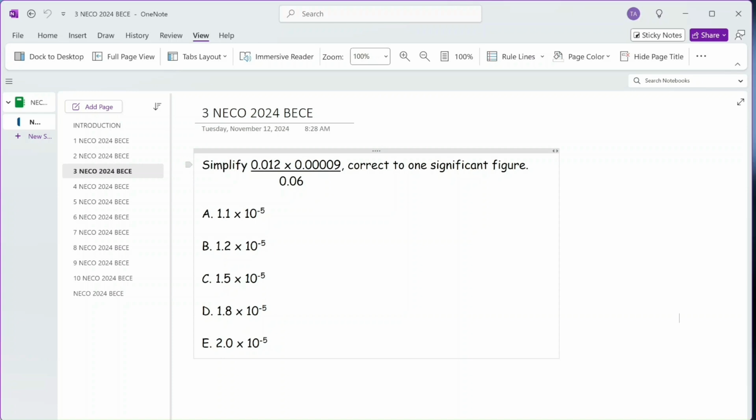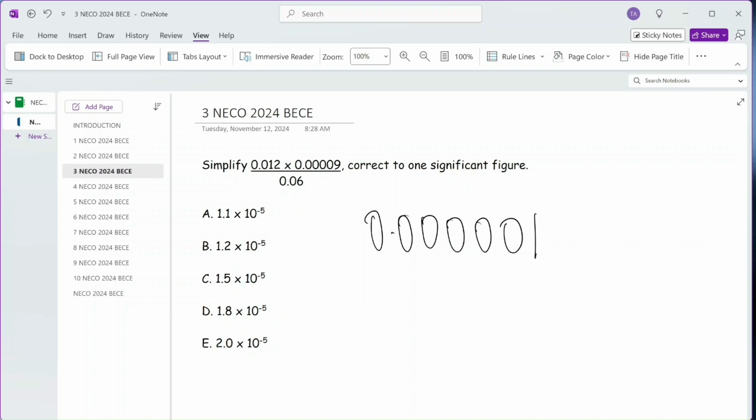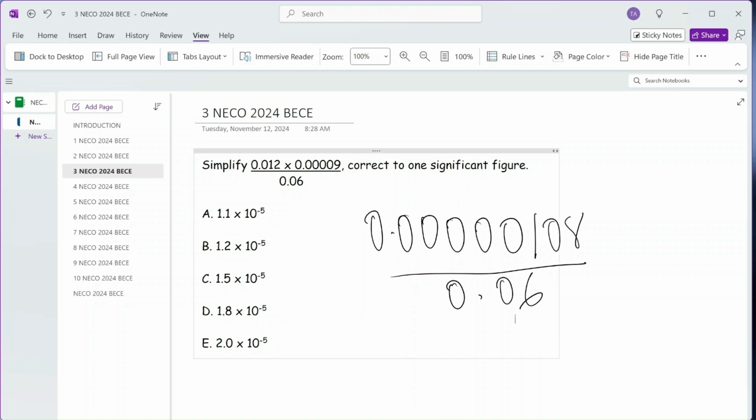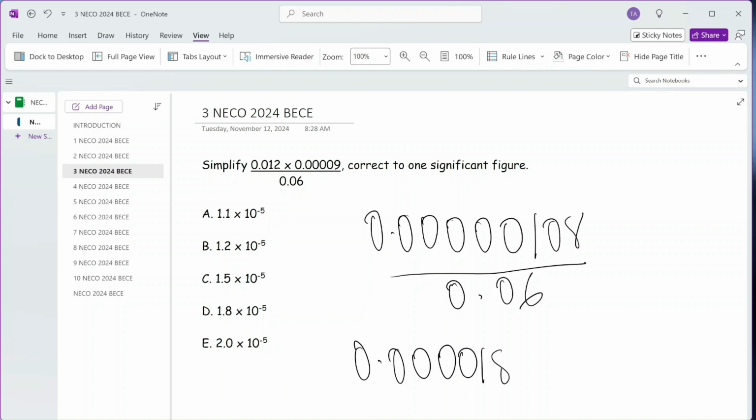our calculator to multiply 0.012 times 0.00009. The result we get, we now divide it by 0.06. So with our calculator, 0.012 times 0.00009 is 0.0000108 divided by 0.06. With our calculator, the numerator, that's the value on top, divided by this will give us 0.00018. This number is less than 1 and we have to convert it to standard form.